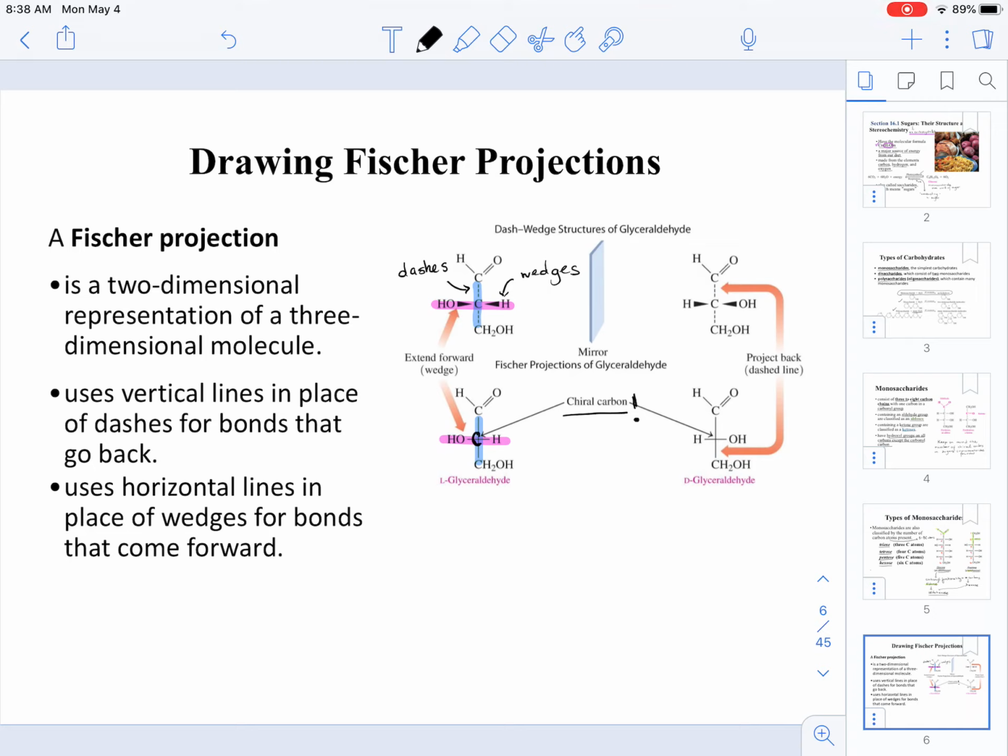So, one of the things that I want to specify is that when we are writing Fischer projections for this class, just because it's online, you guys will not be submitting structures, but if given a Fischer projection, you need to know what the structure means.